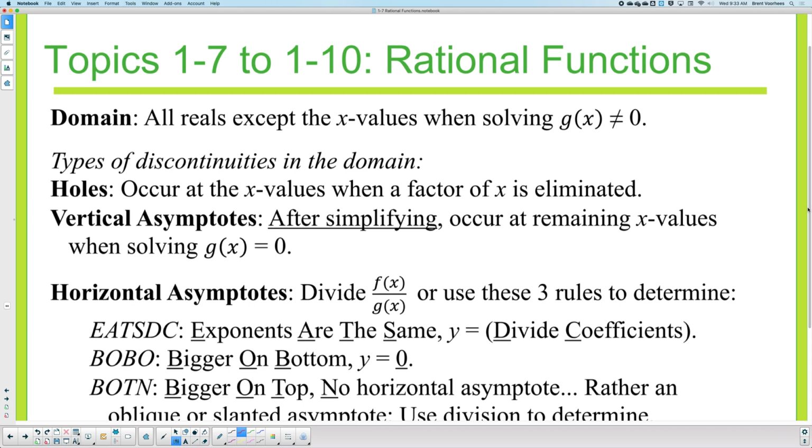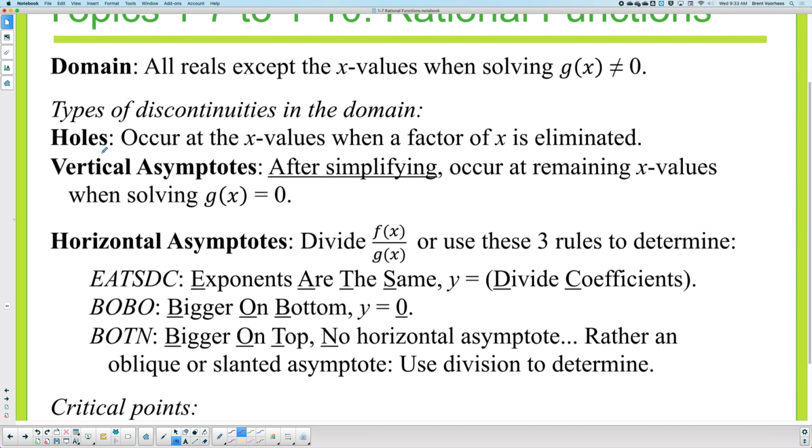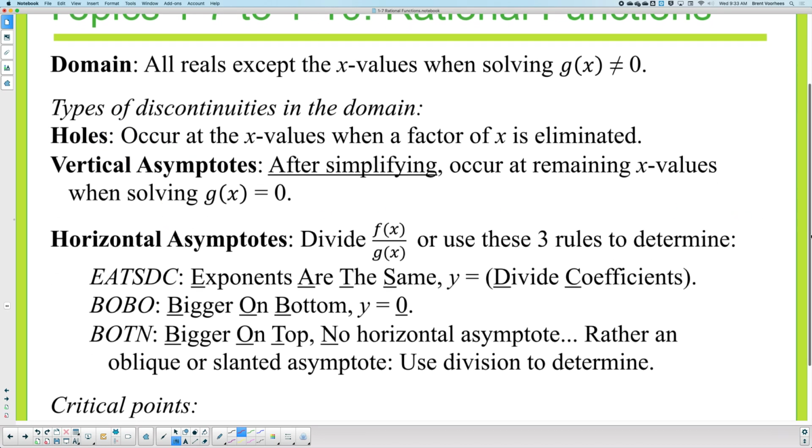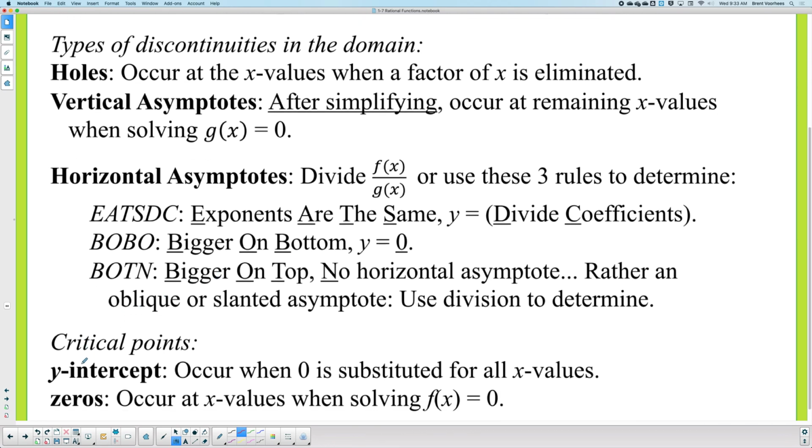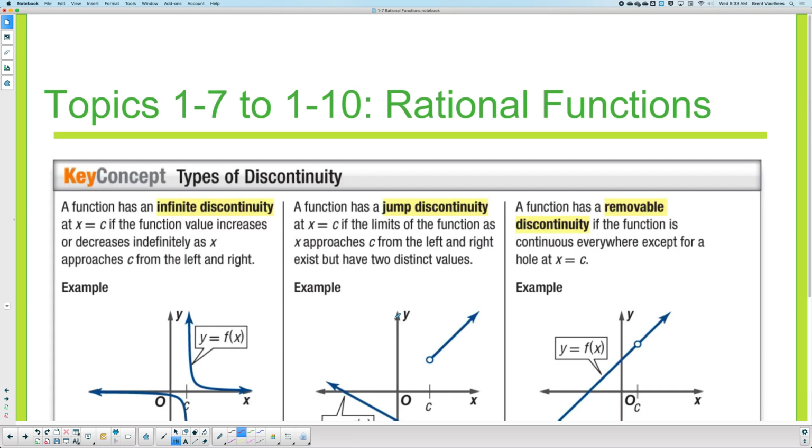There are going to be some things that we talk about called holes, vertical asymptotes, horizontal asymptotes, critical points, y-intercepts, and zeros. I'm going to show you these. That's a set for you when you do your homework later on. This is like a cheat sheet when you do your Delta Math, your reference guide. Rather than spending all the time here, I'm just going to work examples, and you'll learn through the examples. So with that, let's get started.